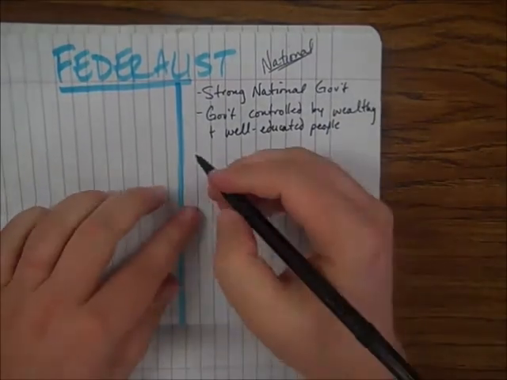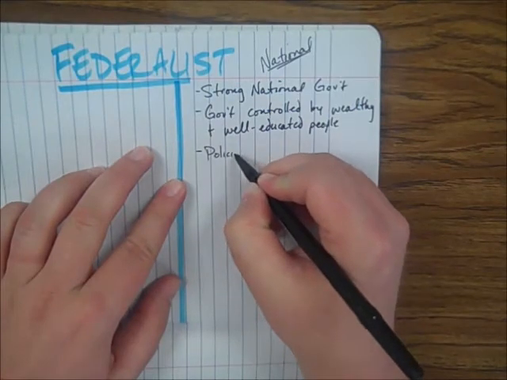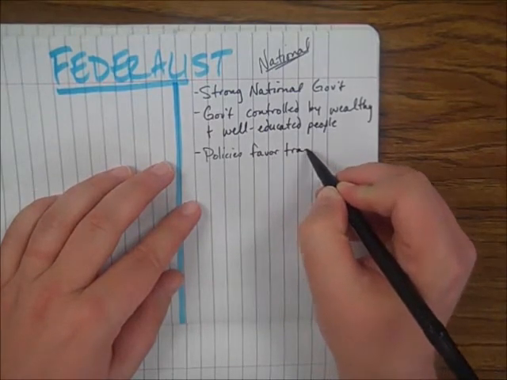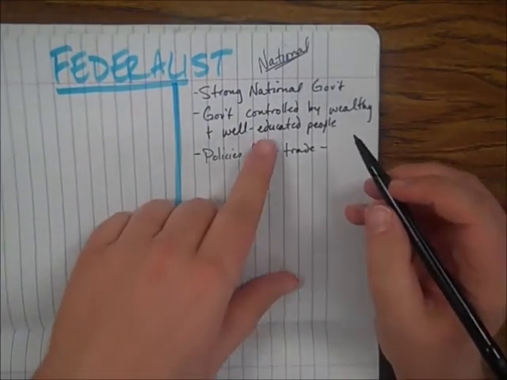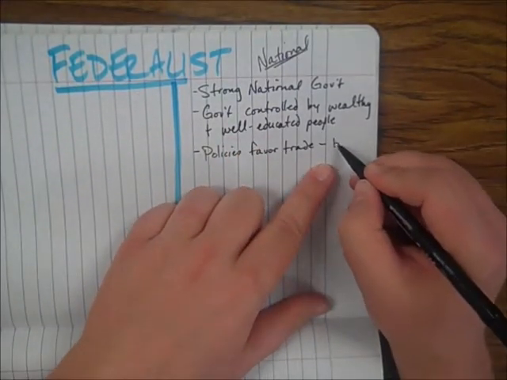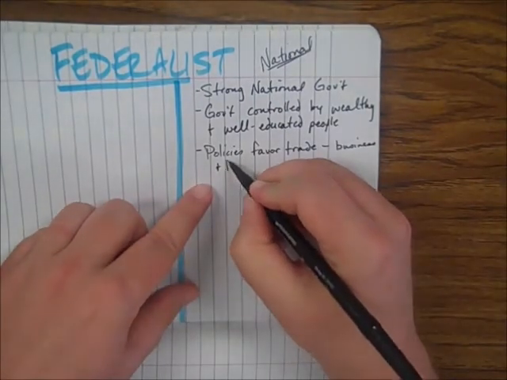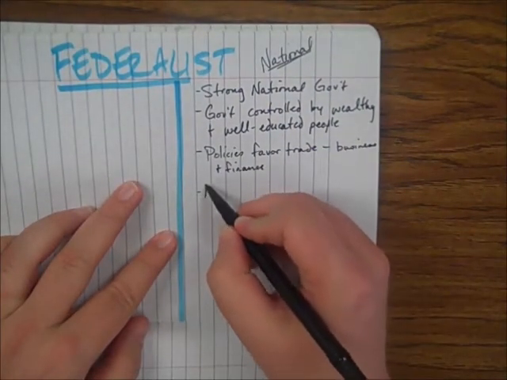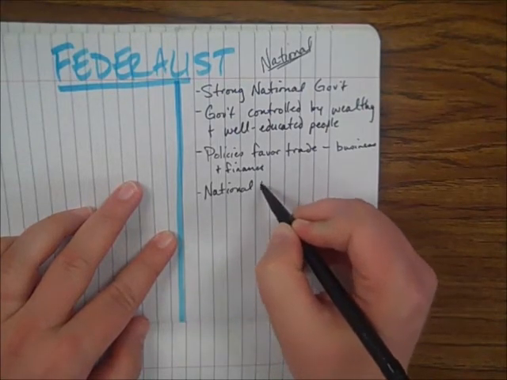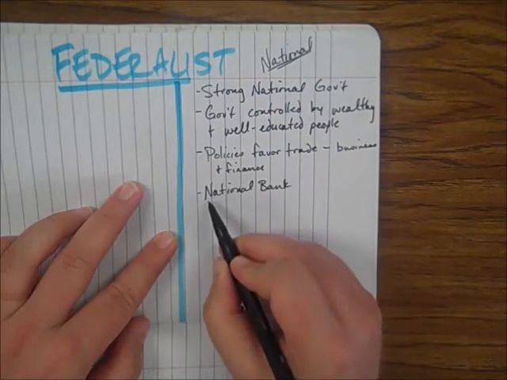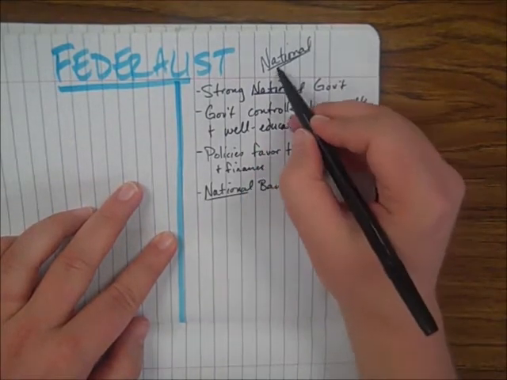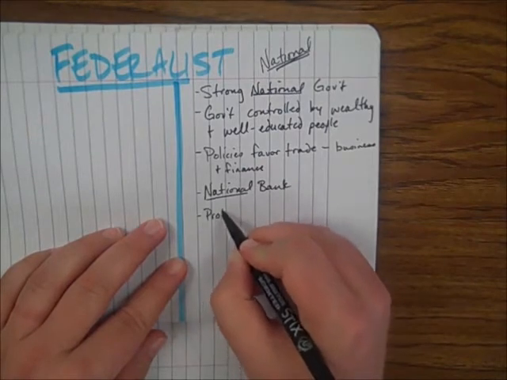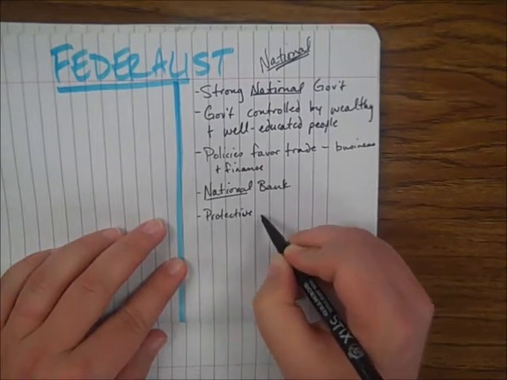So they wanted to have policies, bills, and laws that favor trade. Because, as you can imagine, being wealthy and well-educated, they wanted to increase business and finance. They were in favor of a national bank. There's that word again, national, national, national. The Federalists wanted a national bank. They also wanted protective tariffs.